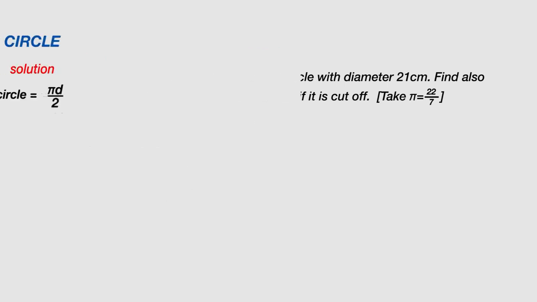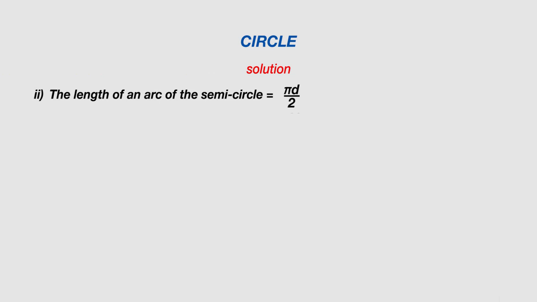Now, the length of an arc of a semicircle will be half of the full circle. So that gives us pi d over 2, which is 66 divided by 2, and that is 33 centimeters. So half of that circle will be 33 centimeters.